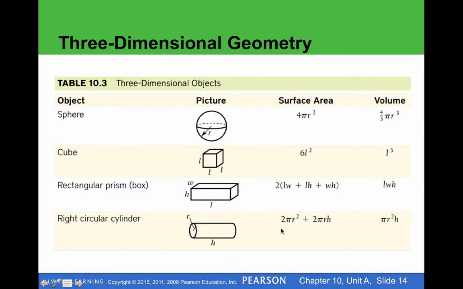Now, for the cylinder, we have two elements as far as its surface area. We have the two circles on the top and the bottom, and then the outside, which is actually just a rectangle. If we were to cut down the middle here and open it up, it would just be a rectangle. So the surface area formula has the two circles, which is 2 pi r squared, because the area of a circle is pi r squared. So 2 pi r squared is the two circles, plus the area of the rectangle. The length of this rectangle is the height, and the width of this rectangle is the circumference of the circle. And the circumference of a circle, if you know r, is 2 times r times pi. So this is the rectangular part, and this is the top and the bottom.